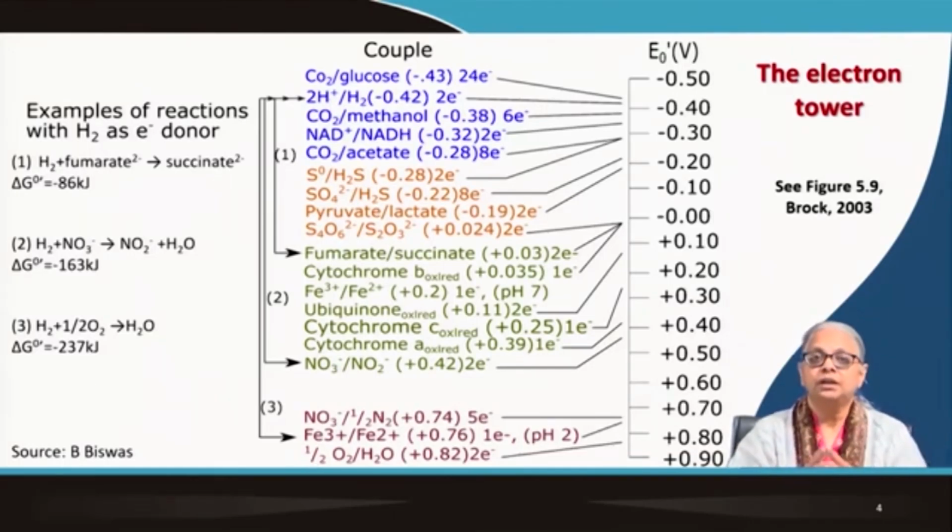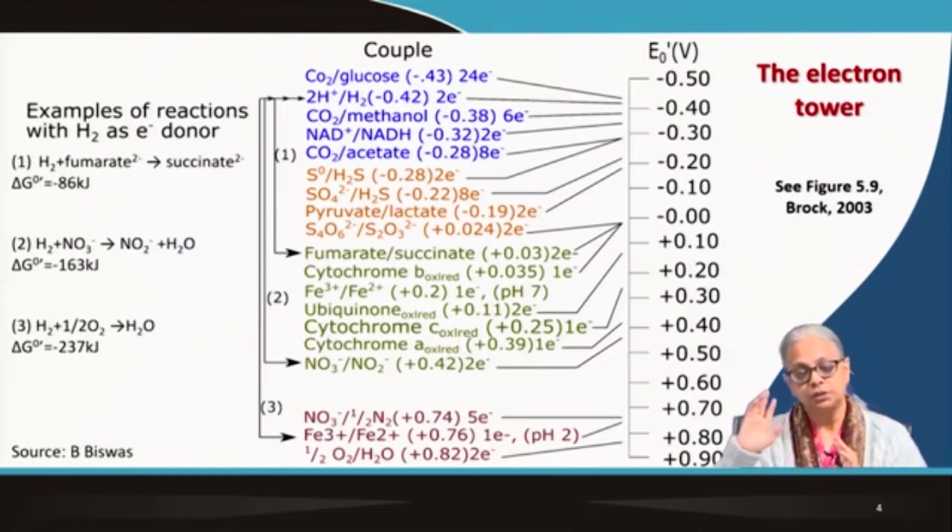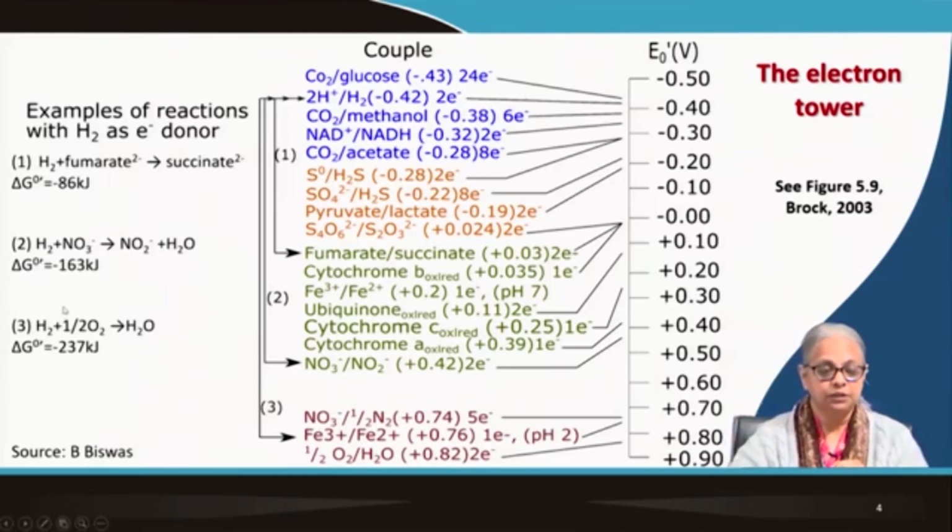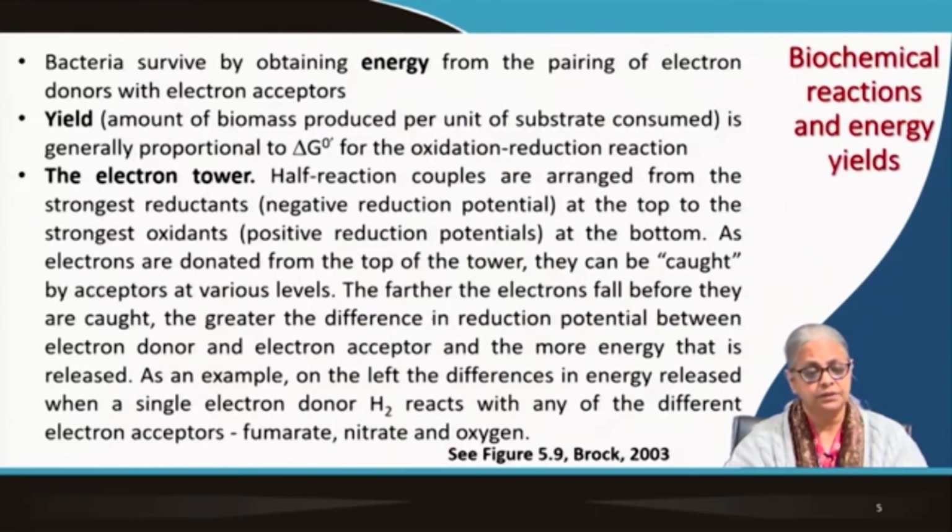Now, these are examples of the two half reactions being combined to release a lot of energy. There are hydrogen utilizing organisms or bacteria that can use hydrogen as the electron donor, and these three, fumarate, nitrate or oxygen, as the electron acceptors. So, these are the combinations that you can think about. I have already mentioned that bacteria survive by obtaining energy from the pairing of electron donors with electron acceptors.